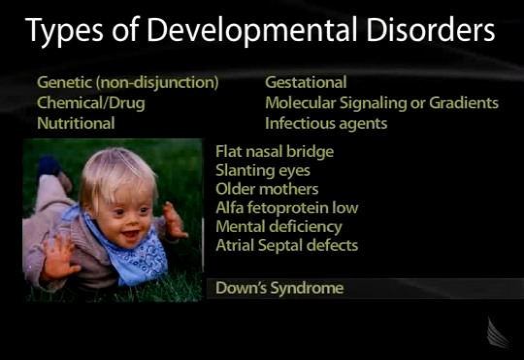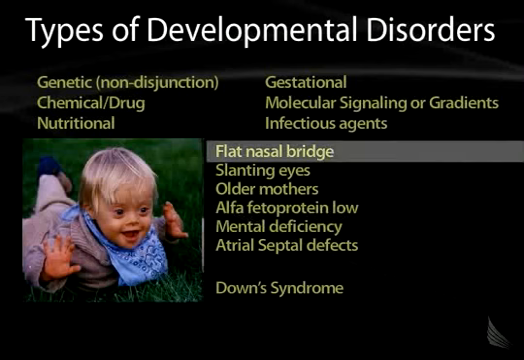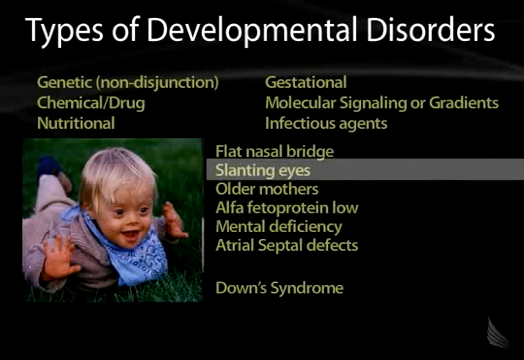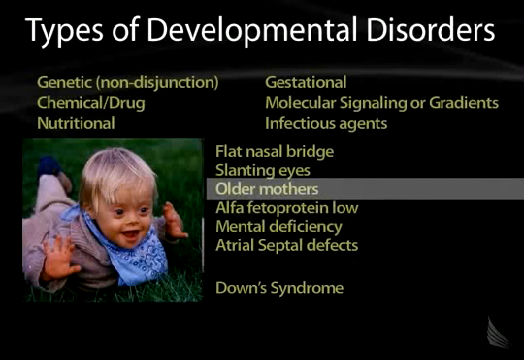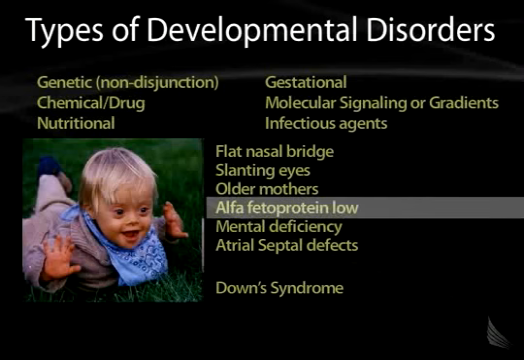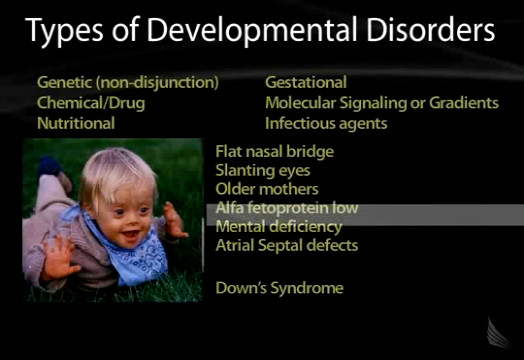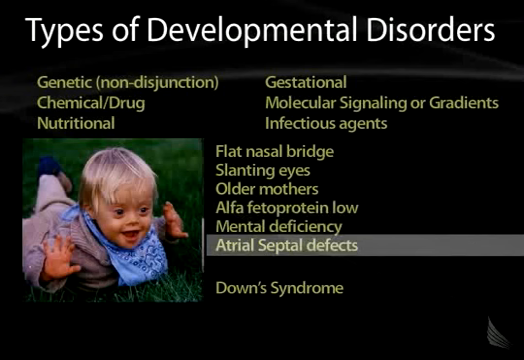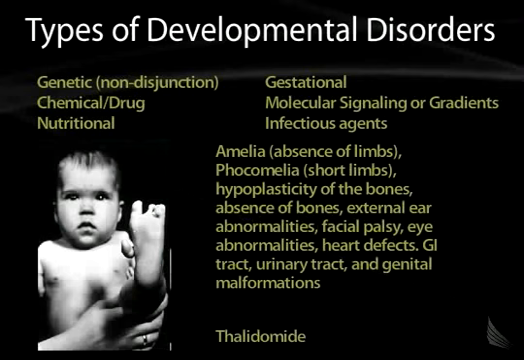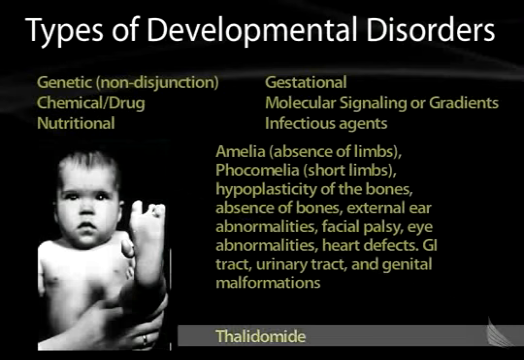Down syndrome, another commonly tested item, will present with a flat nasal bridge and slanting palpebral fissures, oftentimes associated with an over-40 mother, and they'll have a low alpha-fetoprotein content that will be a key component and a red flag in any of your items. Mental deficiencies and atrial septal defects, as well as some GI defects, are oftentimes associated with Down syndrome.